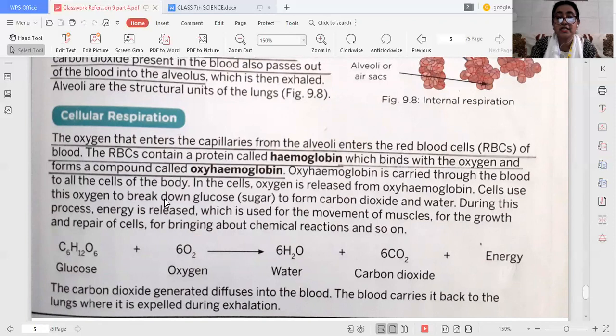The carbon dioxide generated diffuses into blood. Then again this blood carries it back to the lungs, and from there it is expelled out during exhalation. So this is all about this chapter.